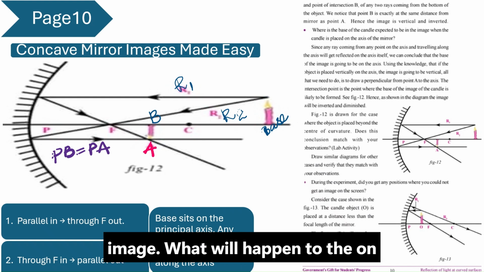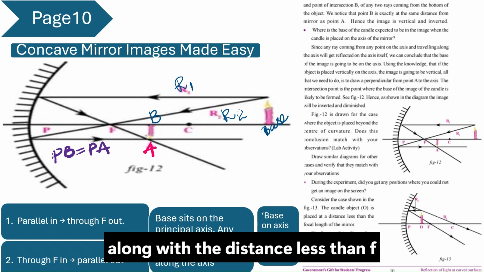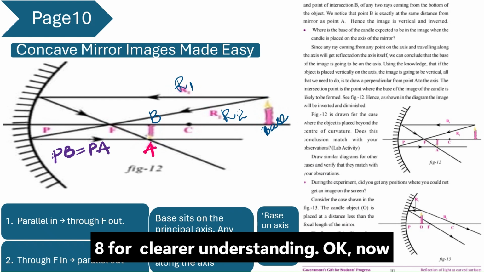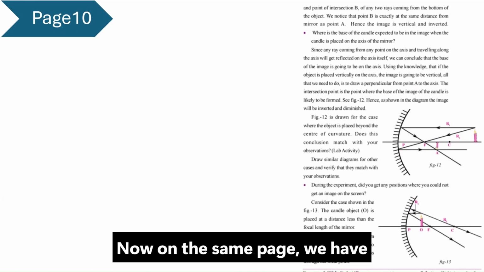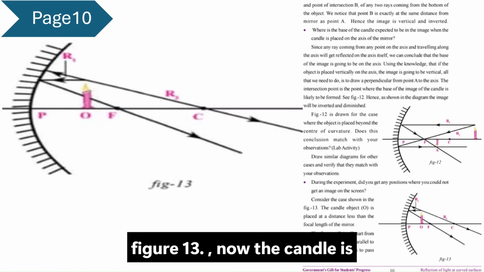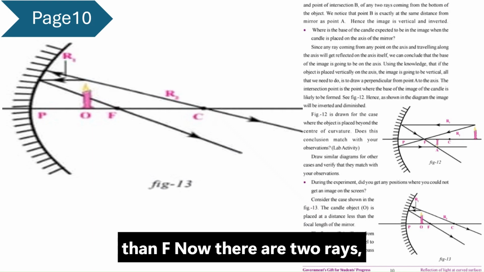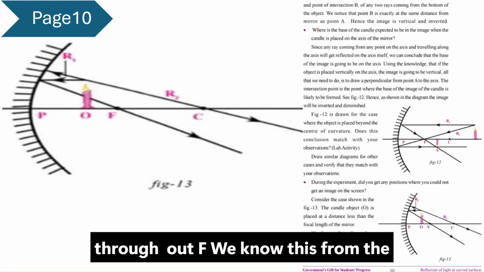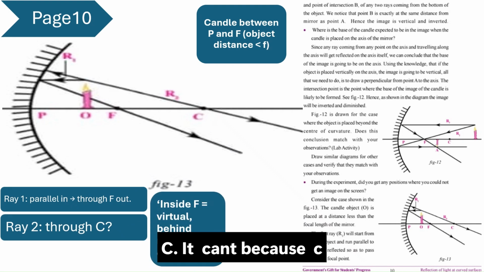Now, what will happen to the on-screen image? The candle is between P and F, with the distance less than F. You need to refer to this with diagram A for clear understanding. Now parallel in, through F out, we know this. On the same page we have figure 13. The candle is between P and F, the object distance is less than F. Now there are two rays. Ray 1, which is parallel in, through F out, we know this from the beginning itself. Now what about through C? Can it pass through C? It can't, because C is behind the object.